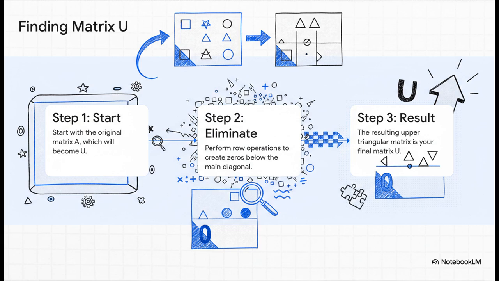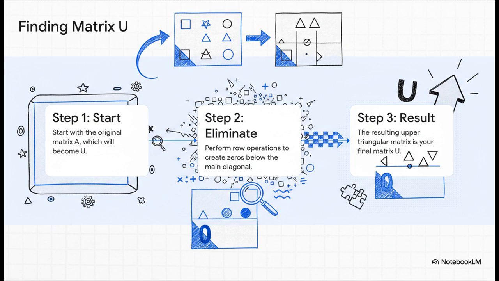Our first job is to find the U matrix. And we do this using a process you may have heard of called Gaussian elimination. The only goal here is to get zeros in all the spots below the main diagonal. In our little 2x2 example, we just have one spot to worry about. That's 6 in the bottom left corner. We need to turn it into a 0. So how do we do that? We need a multiplier. To find the multiplier, you take the number you want to get rid of, in this case 6, and you divide it by the pivot element, which is the number above it in the same column, the 4. So 6 divided by 4 gives us 1.5.